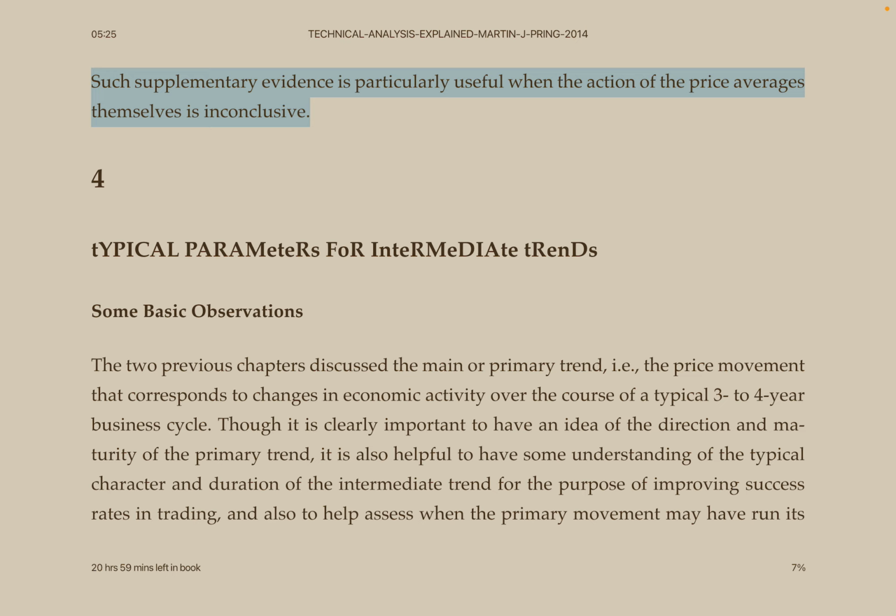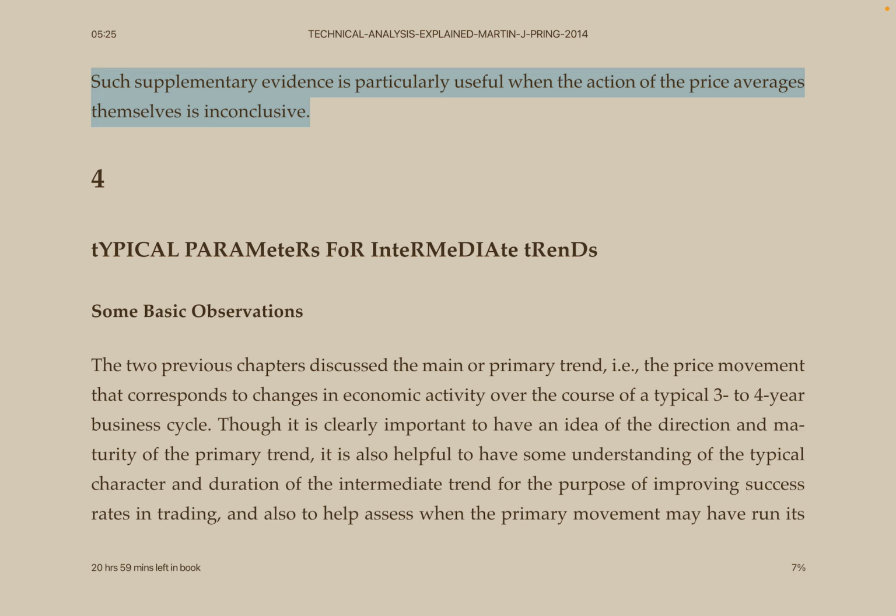Chapter 4, Typical Parameters for Intermediate Trends. Some basic observations. The two previous chapters discussed the main or primary trend, that is, the price movement that corresponds to changes in economic activity over the course of a typical 3 to 4 year business cycle.